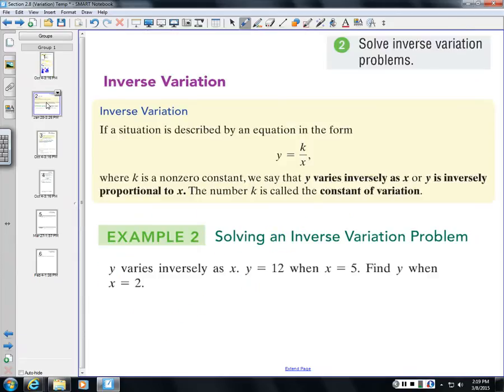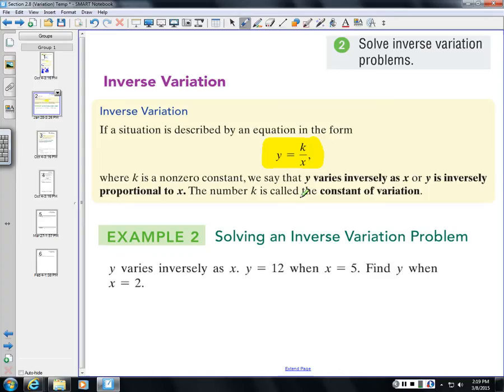Okay, the other type of variation that we're going to look at is inverse variation. And all of our variation problems are going to fall into one of these 2 categories. There are different versions of direct variation, which we'll look at, but it's either going to be k times x or k divided by x, which is inverse variation. If you see keywords like varies inversely or inversely proportional, then we know that we're going to be using this formula.